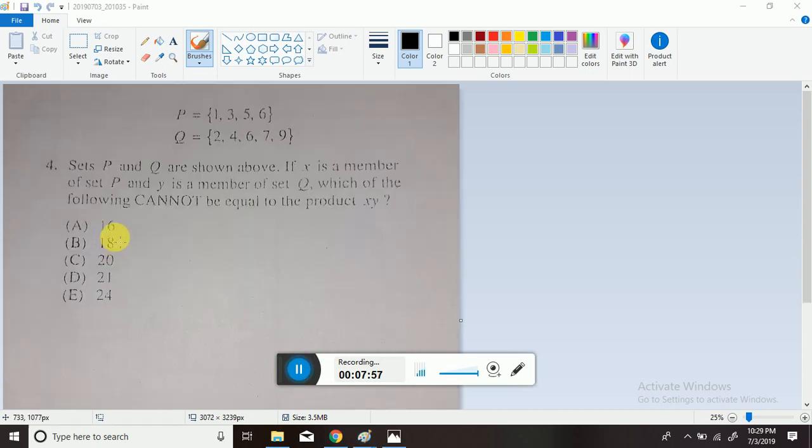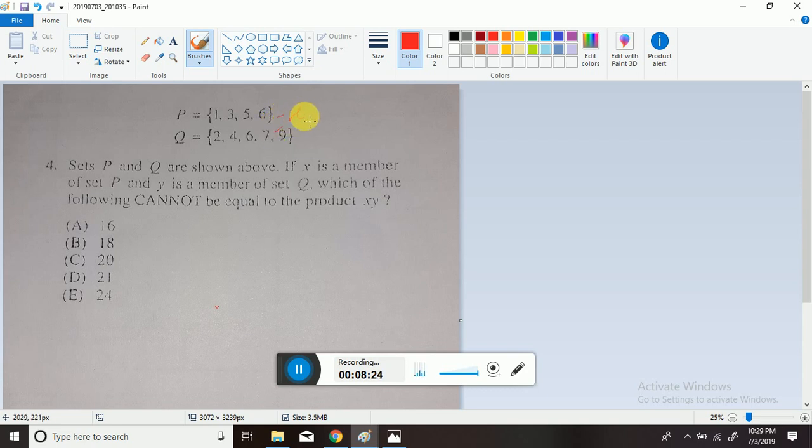Now let us see the next problem, that is problem number 4. We have two different sets provided to us, set P and set Q. Let us try to understand the question very clearly. P equals 1, 3, 5, 6 and Q equals 2, 4, 6, 7, 9. Set P and set Q are shown. X is a member from set P.